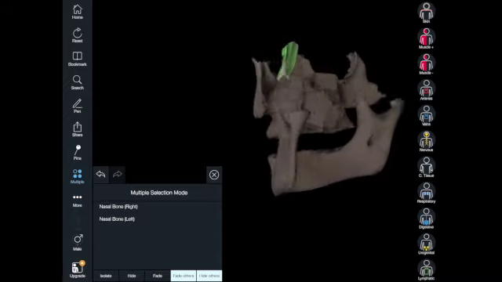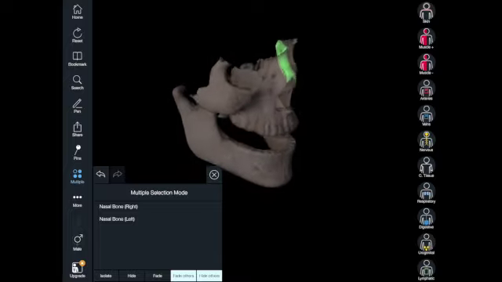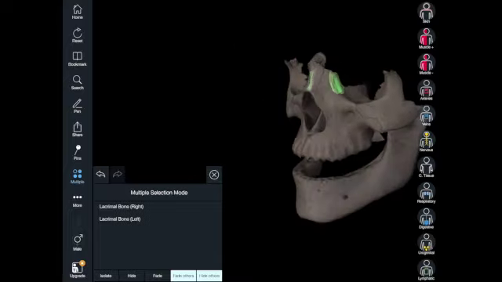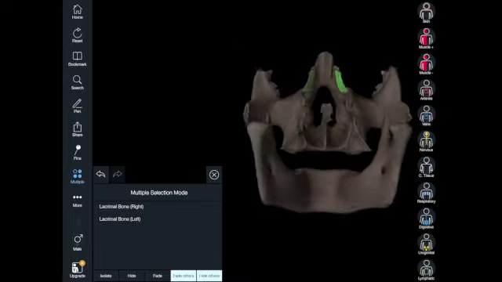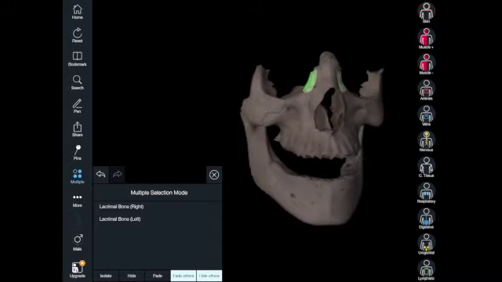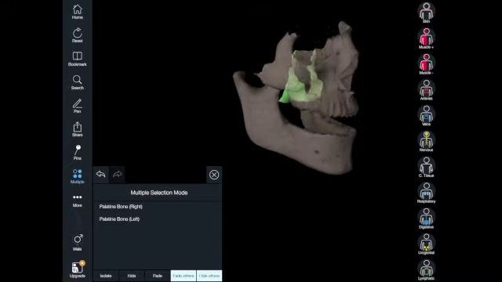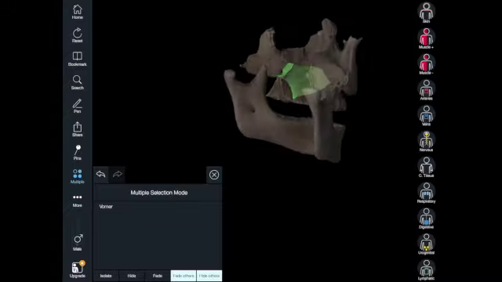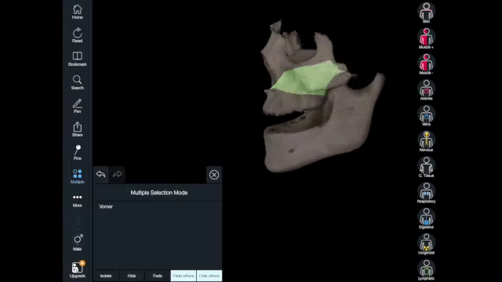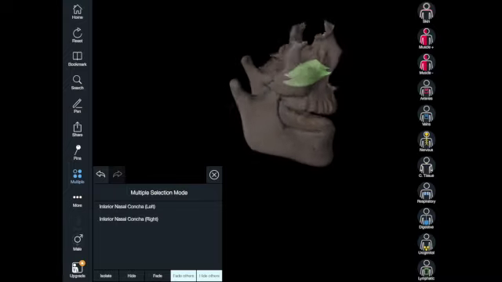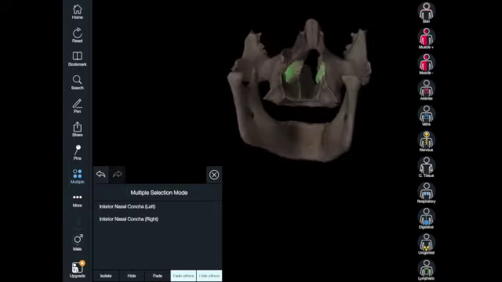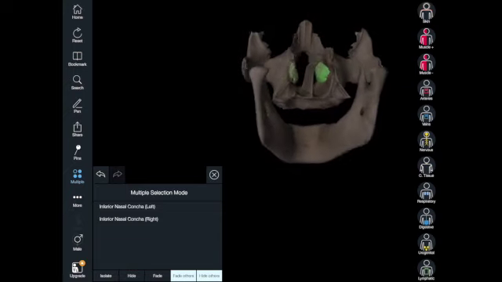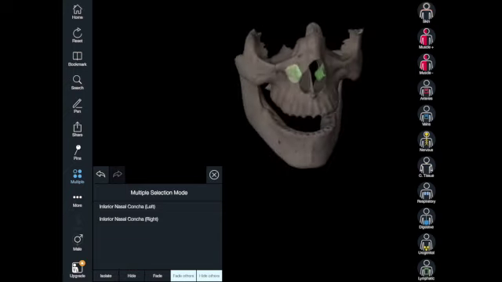The nasal bones are a pair of small bones that form the bridge of the nose. The lacrimal bones are even smaller, and they're located in the medial wall of the orbit. The palatine bones form the hard palate and also the medial wall of the orbit. The vomer is a single bone that forms the nasal septum. And finally, these two scroll-like bones are the two inferior nasal concha that are also inside the nasal septum.